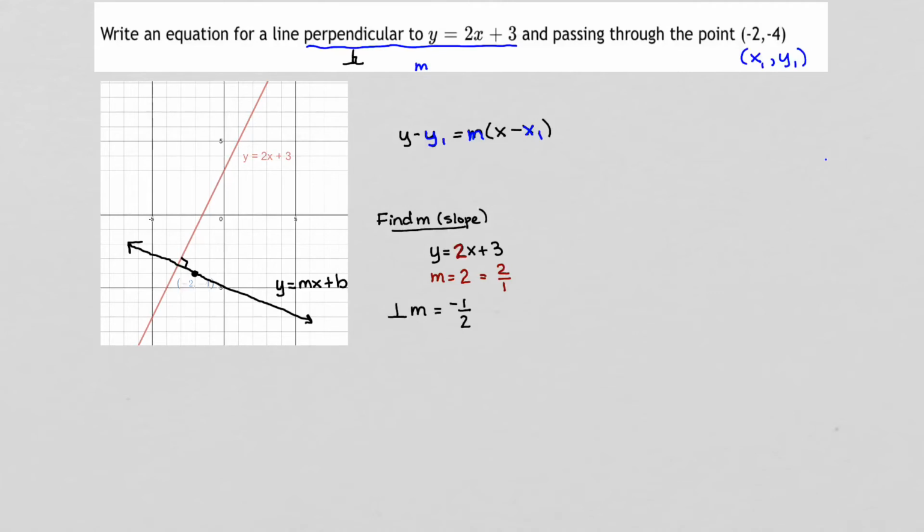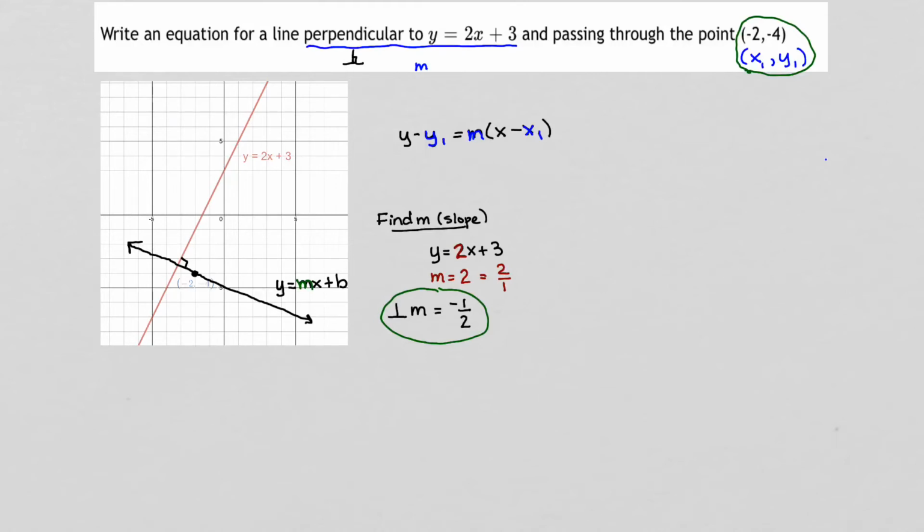I have all my pieces. Let me circle them in green, add some color here. So I now have the slope of this line right here. It's -1/2. And I also have a point on the line, x1, y1, -2, -4. So now I can go about writing the equation for this black line.